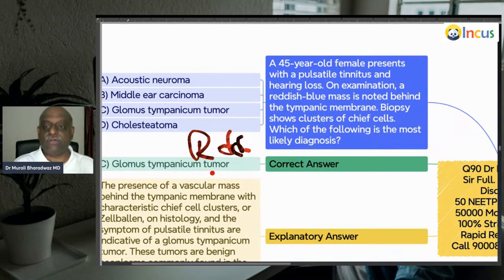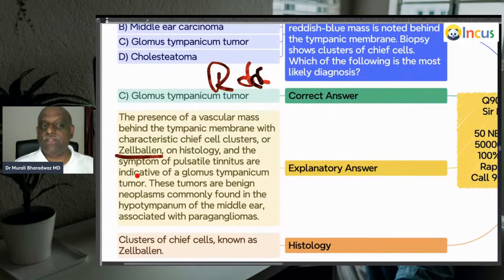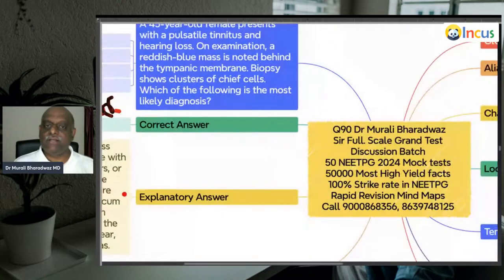A 45-year-old female with pulsatile tinnitus, hearing loss, reddish blue mass. Biopsy shows clusters of chief cells. That's called Zellballen on histology. Pulsatile tinnitus is indicative of glomus tympanicum. That is what you need to remember. Glomus tympanicum.